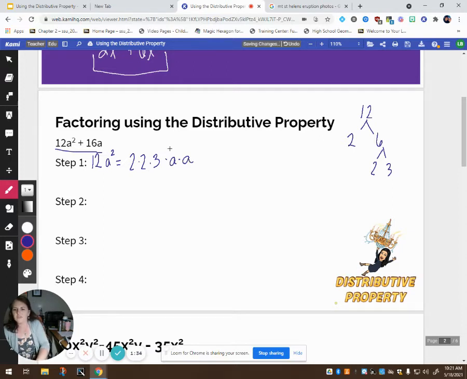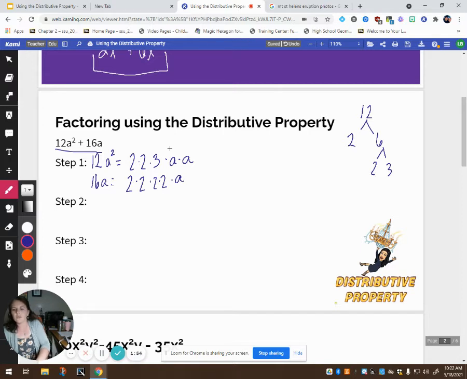Okay, I want to do the same thing for 16a. I'm going to break it down. 16 is the same as 2 times 8. 8 is the same as 2 times 4, and 4 is the same as 2 times 2. So 2 times 2 is 4, times 2 is 8, times 2 is 16, and I can't forget my a.